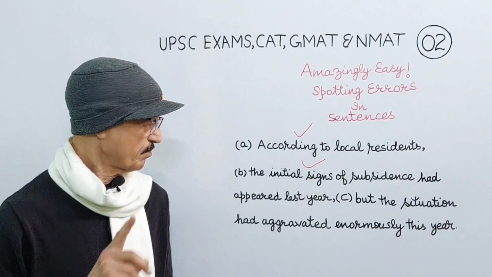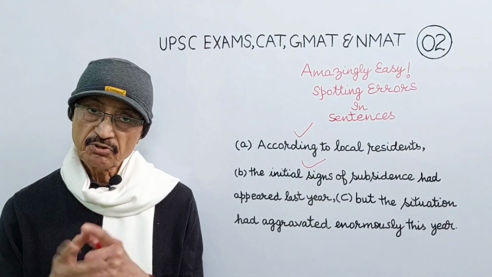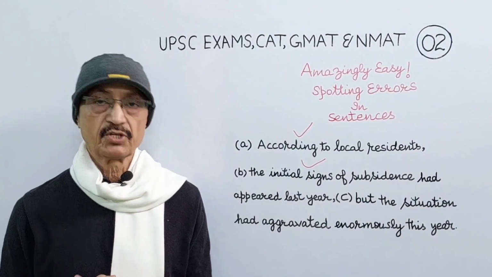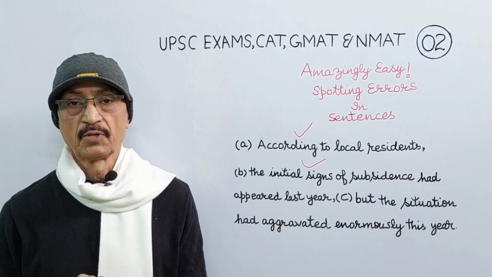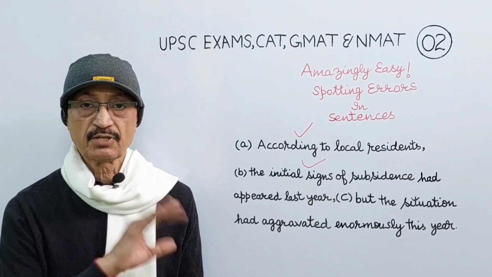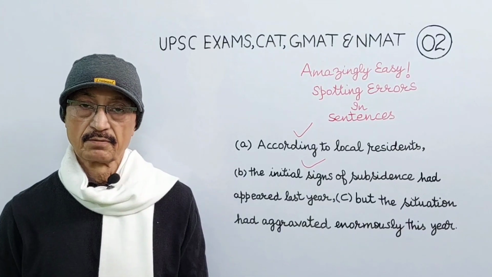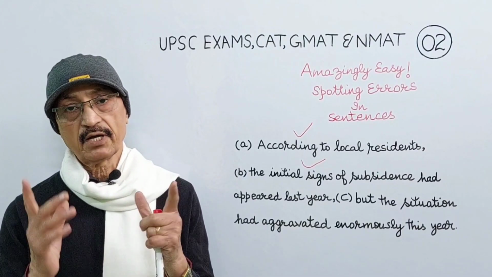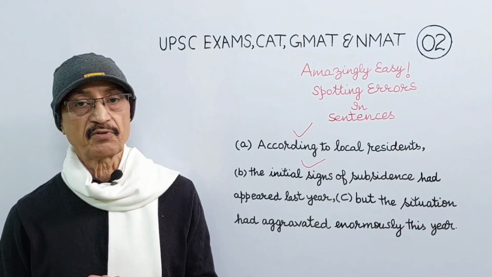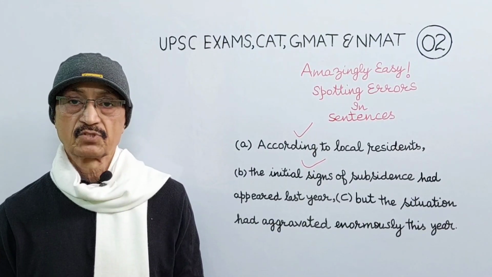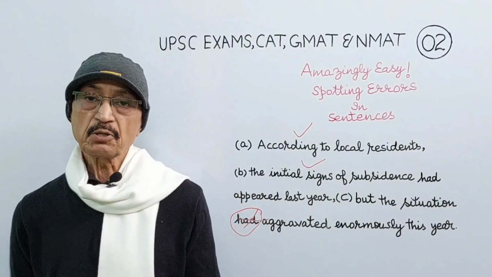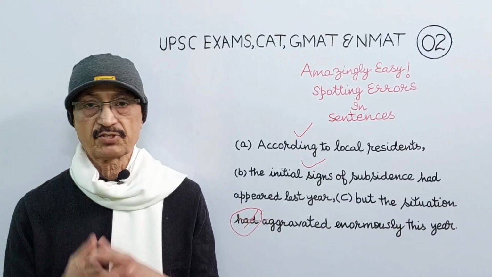Take part C. But the situation had aggravated enormously this year. Apparently, the error is present in part C. Which error is that? We should not use past perfect tense again. So, had will not come. The second part will come in simple past tense.